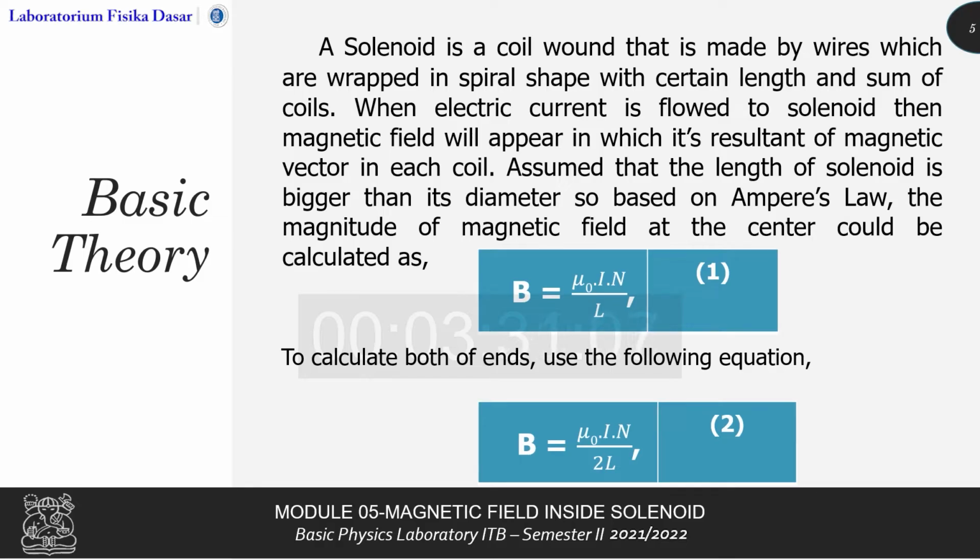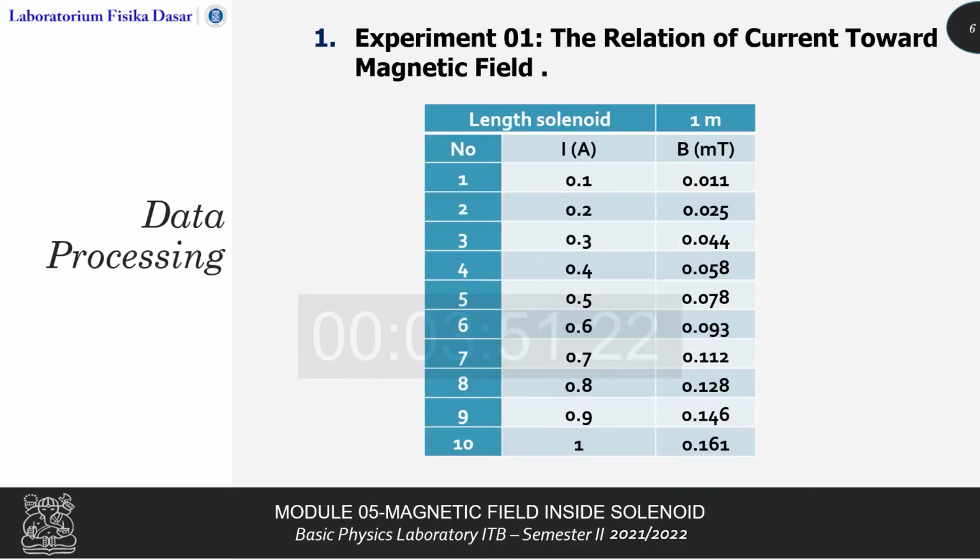To calculate at both ends, right and left, of the solenoid, we use the second equation, which uses 2L rather than L. Here B is the magnetic field, mu0 is the permeability constant, I is the electric current, N is the number of coils, and L is the length of the solenoid being used.